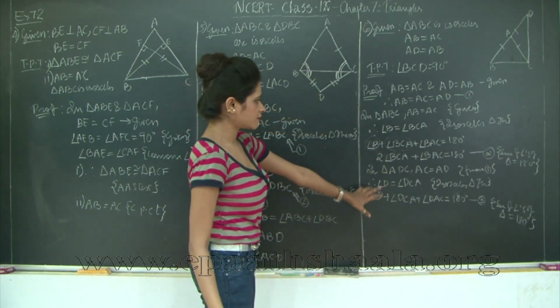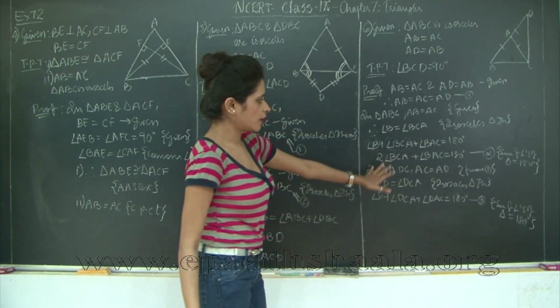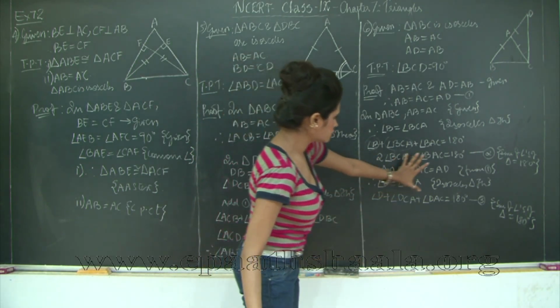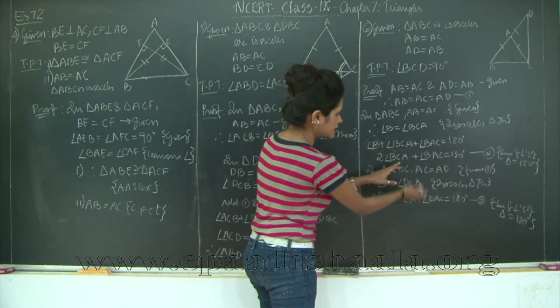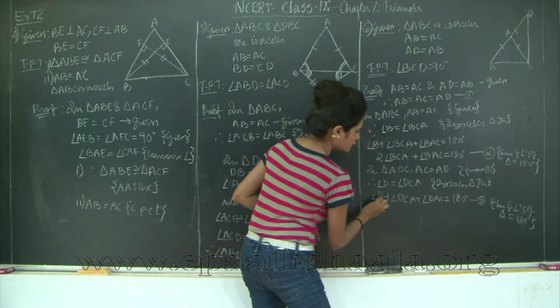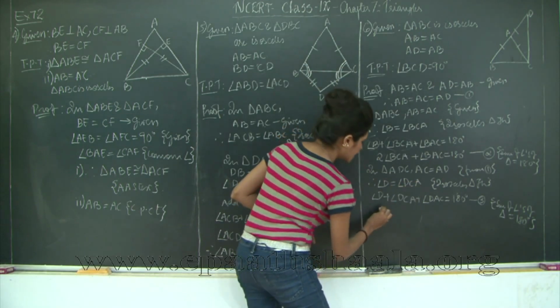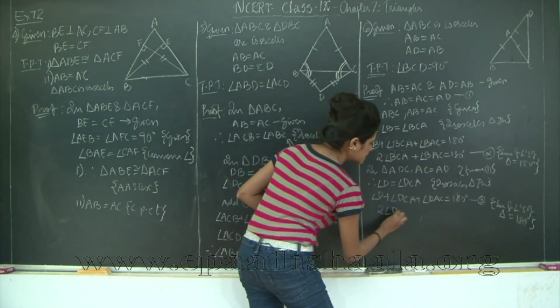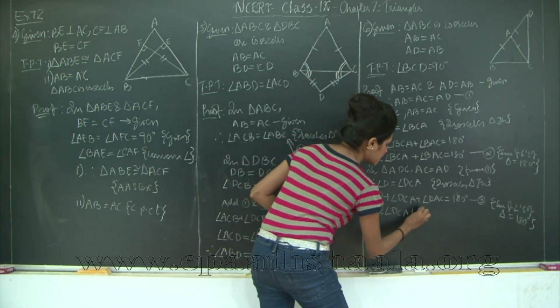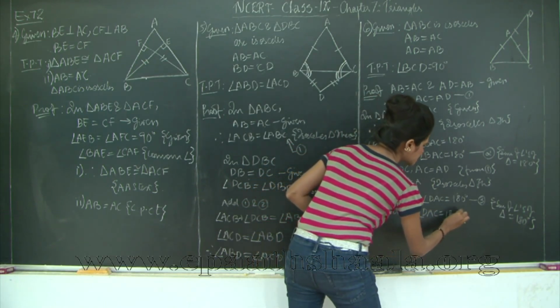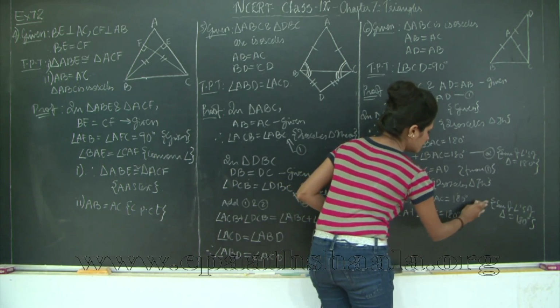So what do we get from 2 and 3? If you take a look at 2 and 3, if you add these two, what do you get? Instead of D, I am going to take DCA because we have D is equal to DCA. Therefore, 2 angle DCA plus angle DAC is equal to 180 degrees. Correct? I will mark this as 3.